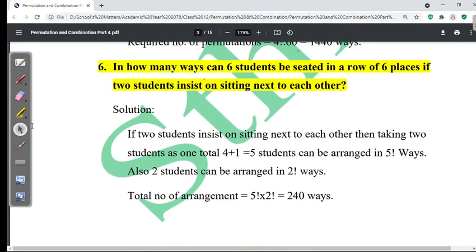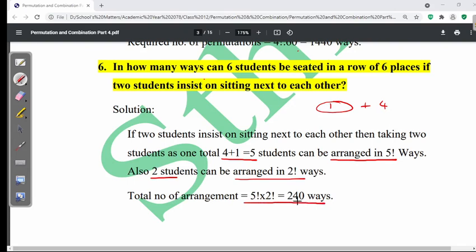In how many ways can 6 students be seated in a row of 6 places if 2 students insist on sitting next to each other? So in this case also, the 2 students are fixed in position plus the remaining 4 students. In total there are 5 units which can be arranged in 5 factorial ways, but the 2 students are different, so they can be arranged in 2 different ways, and the total number of permutations is 5 factorial times 2 factorial, equal to 240 ways.